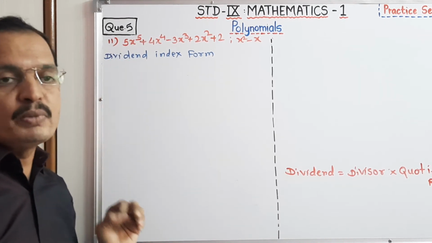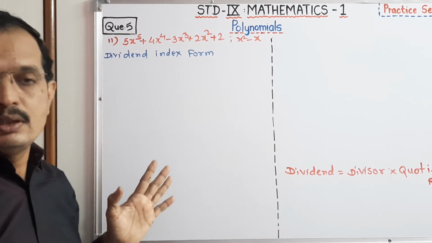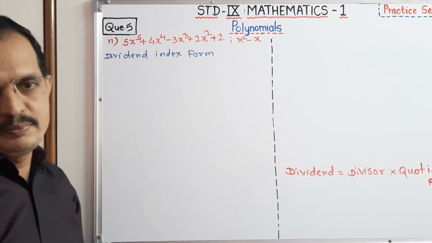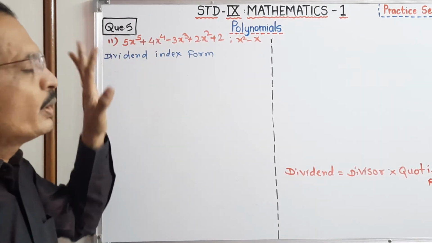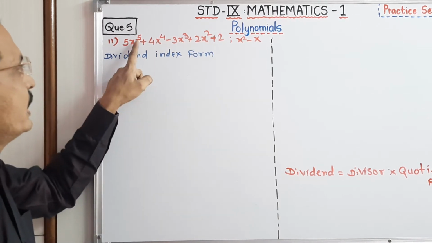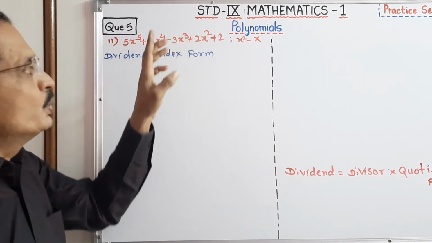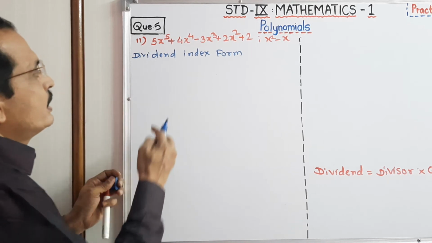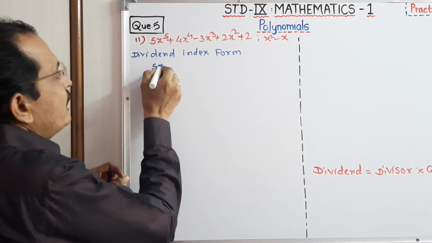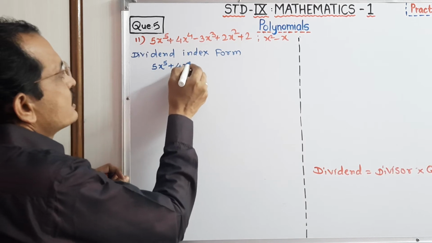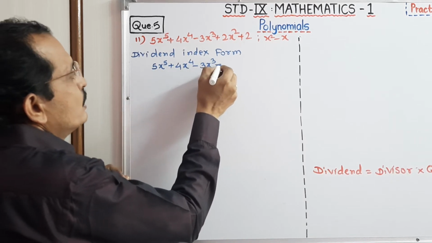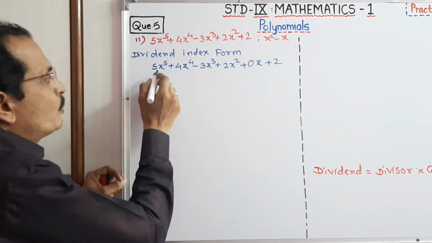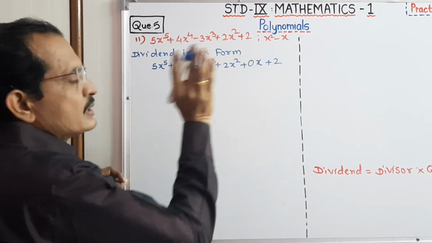That means this polynomial must contain 6 terms. But how many terms are there? 1, 2, 3, 4, 5. That is, one term is missing. And for that we have to write it in index form. Now see, the indices are 5, 4, 3, 2. That means the term of index 1 is missing. Therefore we write the dividend in index form: 5x raised to 5 plus 4x raised to 4 minus 3x cube plus 2x square plus 0x plus 2. Now 1, 2, 3, 4, 5, 6 terms are there.